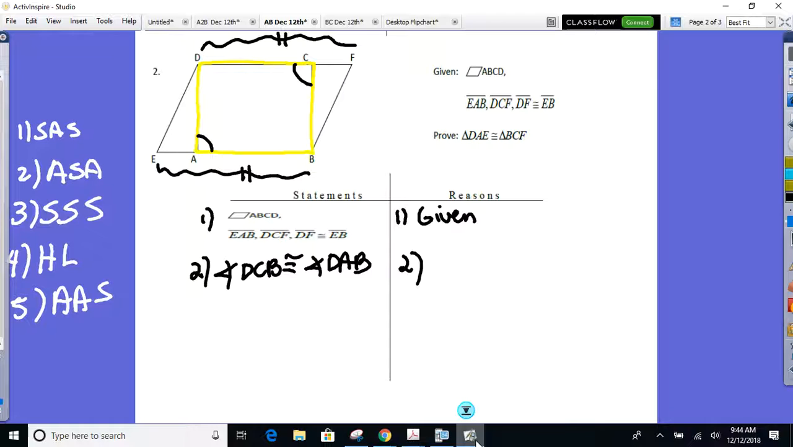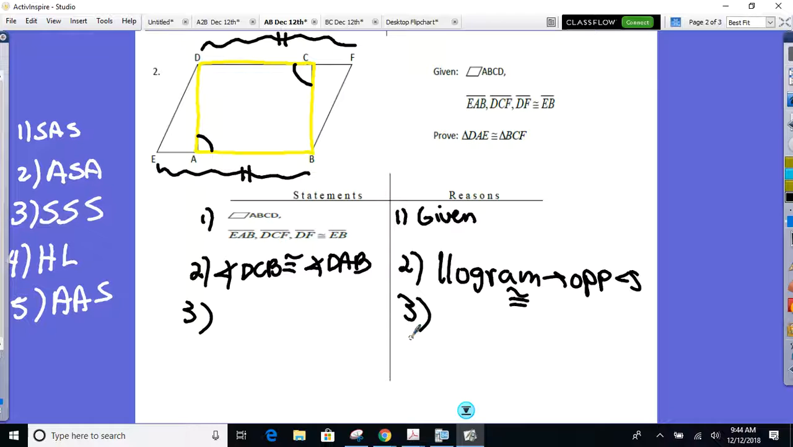And because it was given, what was this figure to begin with? So I need to write: parallelogram implies opposite angles congruent. We're going to use that. Don't worry. Some of you may see how we're going to use it, and some of you may be like, I have no idea what's about to happen here.